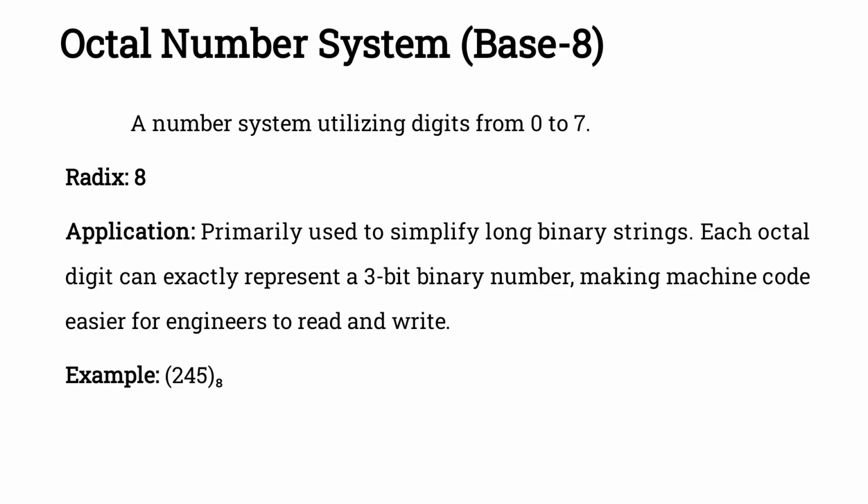Next, the octal number system. In the octal number system, it uses the values from 0 to 7. The radix value is 8. Here it uses a 3-digit binary value. So, this system is used by engineers, as it is easy to read and write. For example, 245 with base 8.